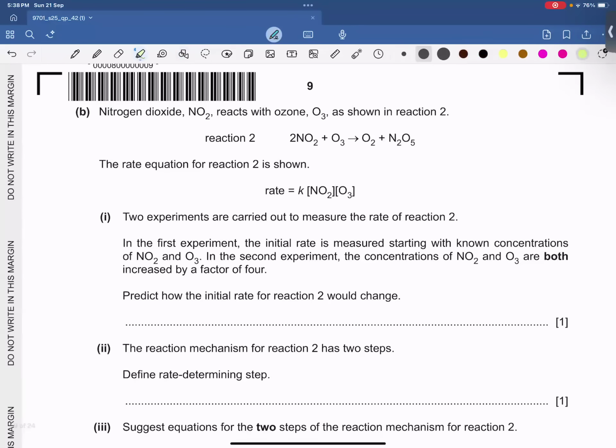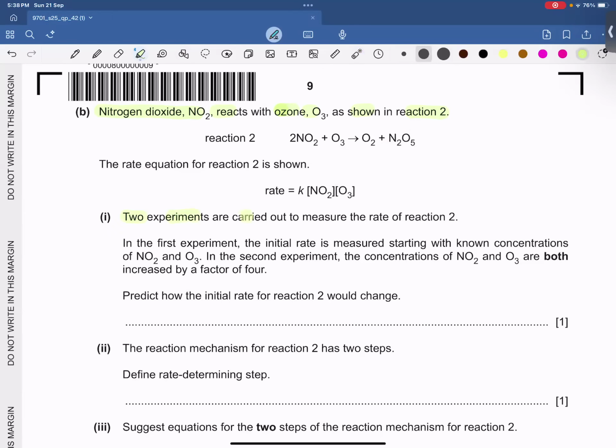Next, nitrogen dioxide reacts with ozone as shown in reaction 2. The nitrogen dioxide is reacting with ozone, converting into N2O5. That compound is called dinitrogen pentoxide, and oxygen. The rate equation for reaction 2 is shown, which means both NO2 and ozone have first order reaction.